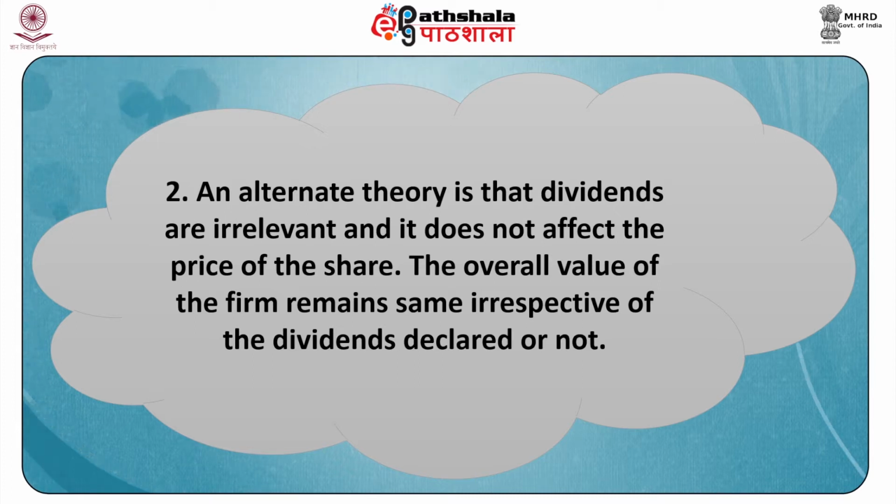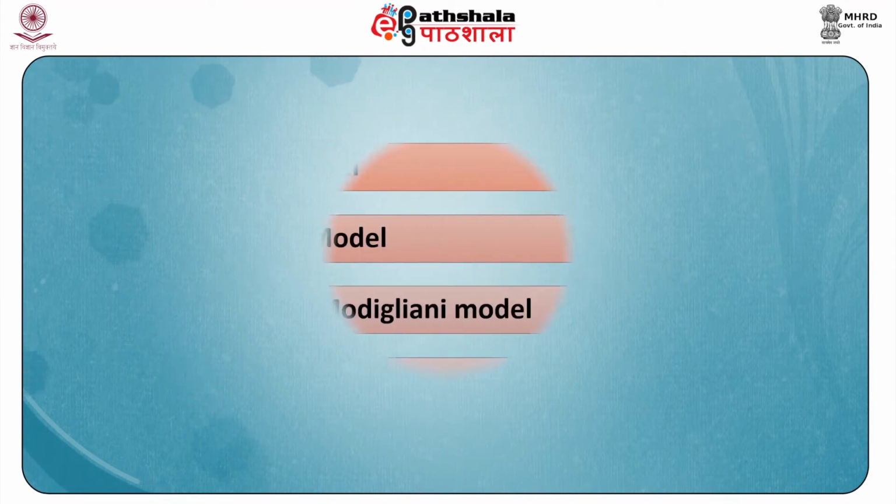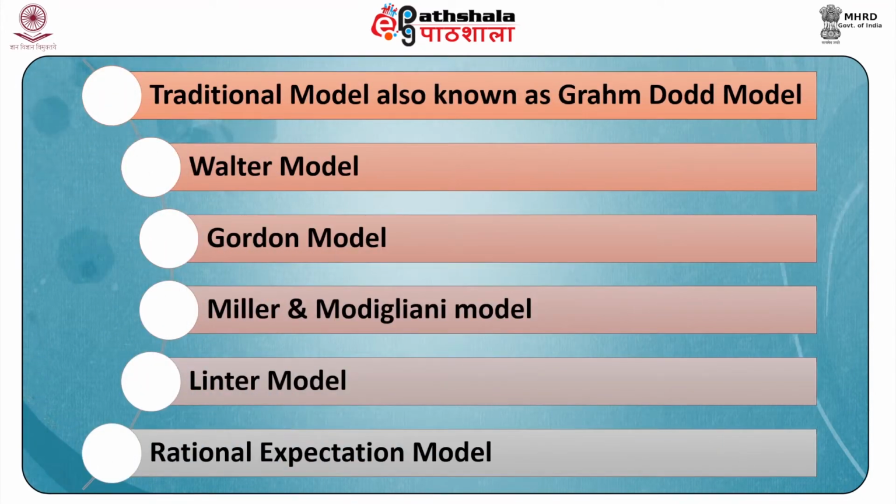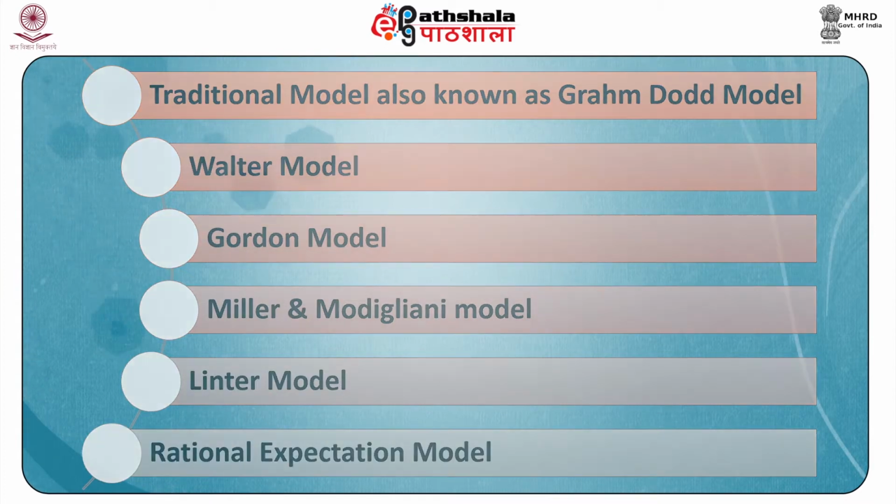Some models suggest that dividends are relevant in determining the wealth of the shareholder, whereas others believe that dividends are irrelevant in increasing the wealth of the shareholders. Let us discuss each of these models. Dividend models. Some models have been suggested regarding the dividend policy and they are as under. First, traditional model, also known as Graham-Dodd model. Second, Walter model. Third, Gordon model. Fourth, Miller and Modigliani model. Fifth, Lintner model. Sixth, rational expectation model.